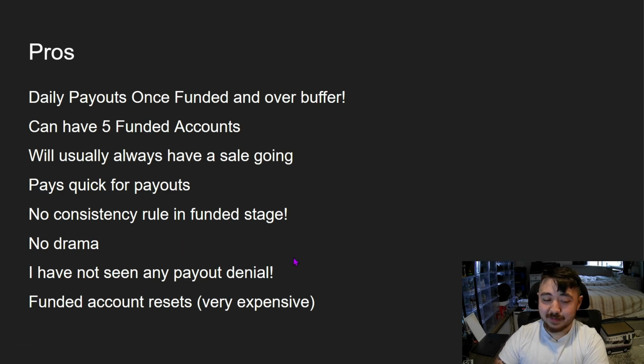I have not seen any payout denials. Very big. Don't want a prop firm that's denying payouts. So I personally have never seen one, which is amazing.